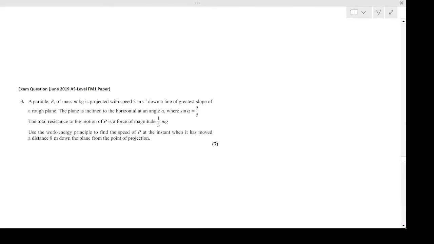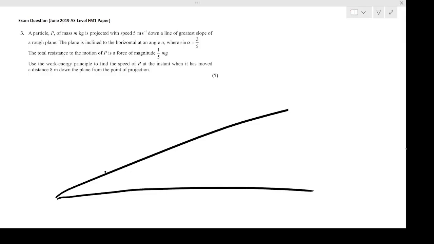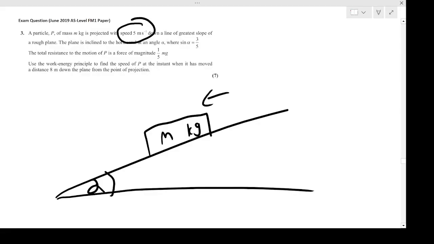So now we've got this question. Here we're told a particle of mass m is projected with speed 5 meters a second down a slope. The plane is inclined at an angle alpha. Again, if we draw the situation, we've got a surface like this, with an angle alpha. Then I've got this object, what we call a particle. The mass is m in kilograms. You don't know the number, so it's just m. It's projected down, so it starts with speed 5, and it's going to go down like this.